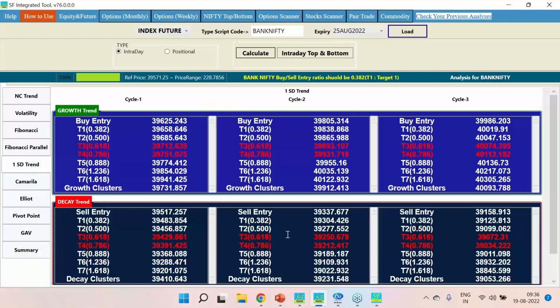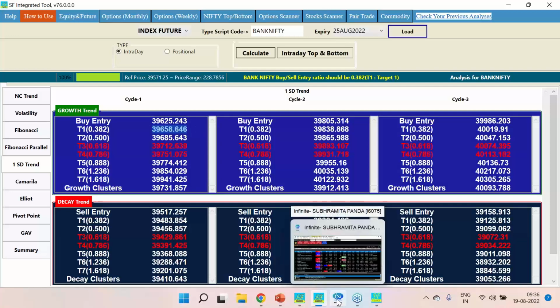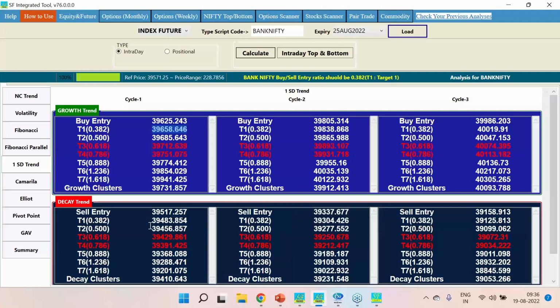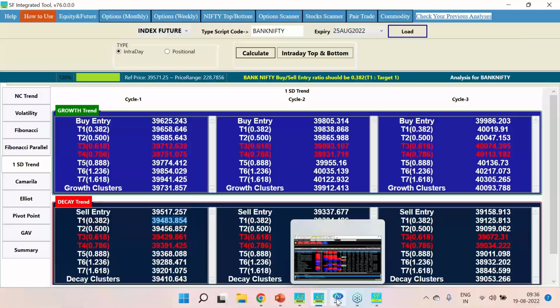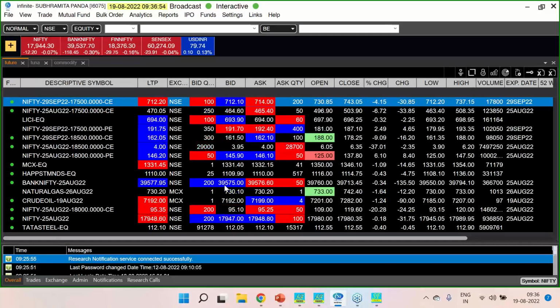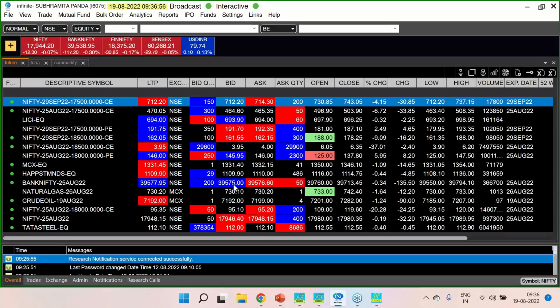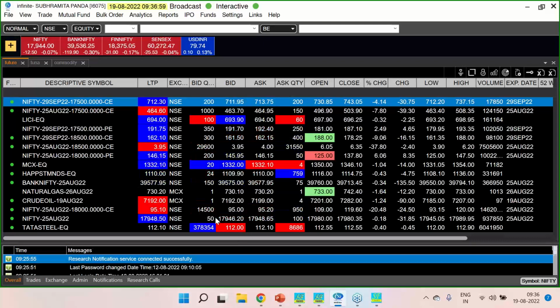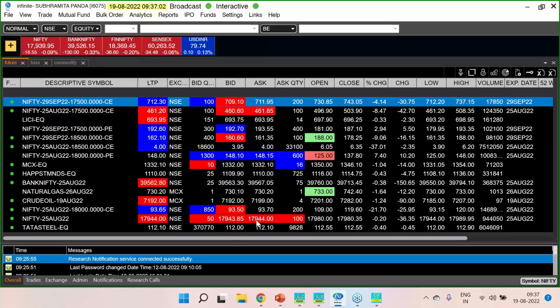1 standard deviation trend suggests buying above 39,659. 39,659 we should buy, and 39,484 below we should sell. And currently it is at 39,575.